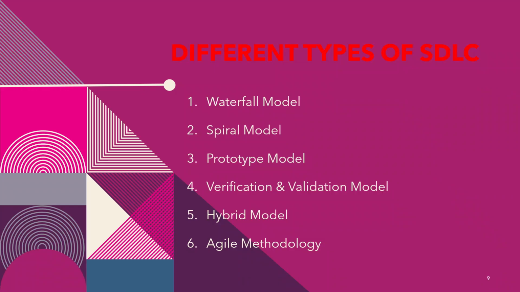Different types of SDLC. There are a few types of software development life cycle. The first one is the waterfall model, second spiral model, prototype model, verification and validation model, hybrid model, and agile methodology. Nowadays most companies use agile methodology. I will cover all these models in my coming videos.